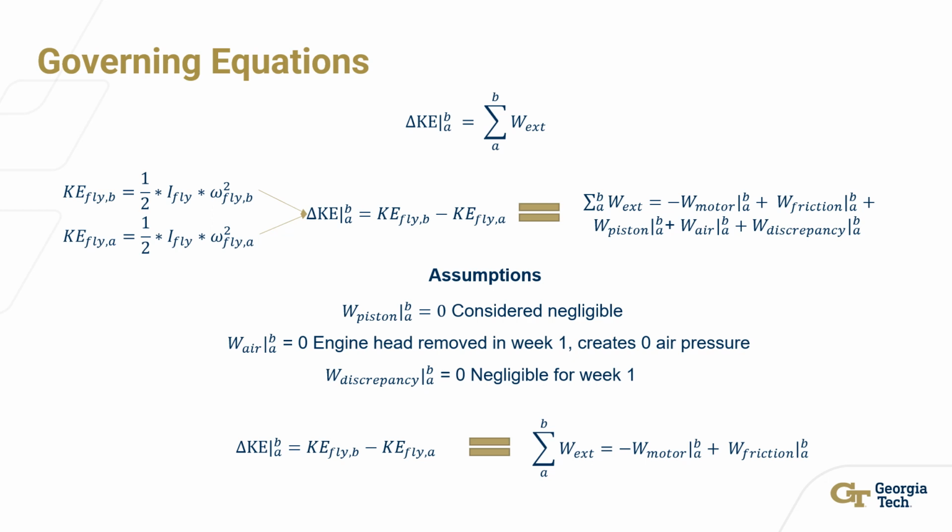Our initial assumptions for week 1 start with assuming the work of the piston is considered negligible in comparison to the other works. Since the engine head is removed, the work of air is also negligible. As discussed later on, there is no work of air, so there is no work for discrepancy. These assumptions lead to the final governing equation that the change in kinetic energy from start to steady state is equal to the external work done on the system, or the work of friction minus the work of the motor.